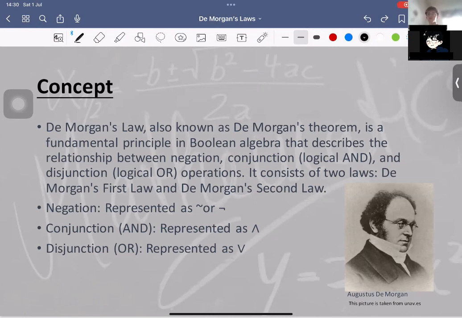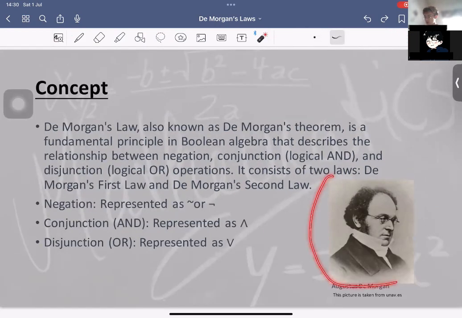This theorem was formulated by a British mathematician named Augustus De Morgan. So De Morgan's law consists of two laws: De Morgan's first law and De Morgan's second law.